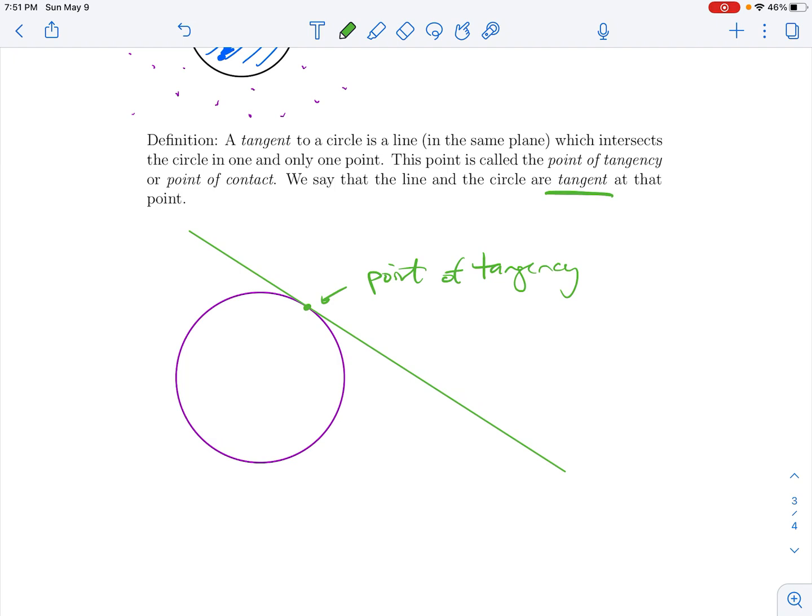And we can use this word tangent a little bit loosely. So tangent can refer to the line. Sometimes we'll just call it a tangent. Sometimes we'll call it a tangent line. But we can also use the word tangent as an adjective to describe this situation. The line and the circle are tangent, or are tangent to each other. Or we can say the circle is tangent to the line. We have some flexibility there.